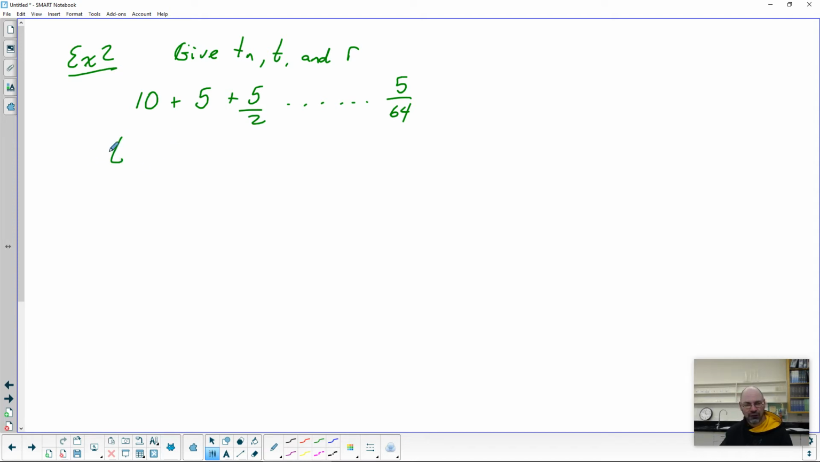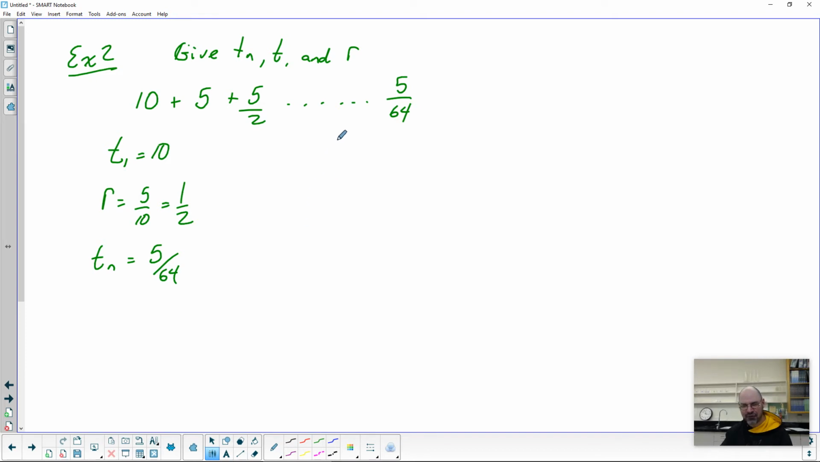So T1 is equal to 10. R, if we want to figure out R, we've got to go 5 over 10, which equals 1/2, right? Multiply by half, multiply by half. Okay, and Tn is 5 over 64. We do not know n, so we have to use the second formula in this case.